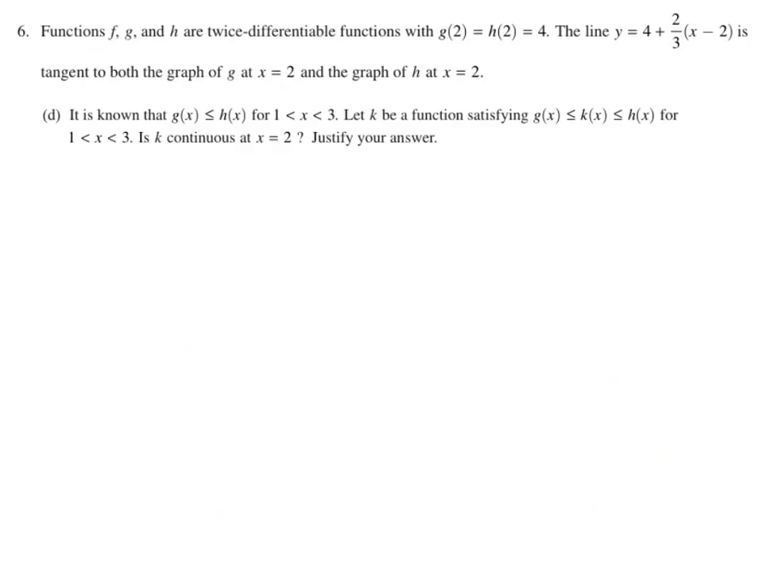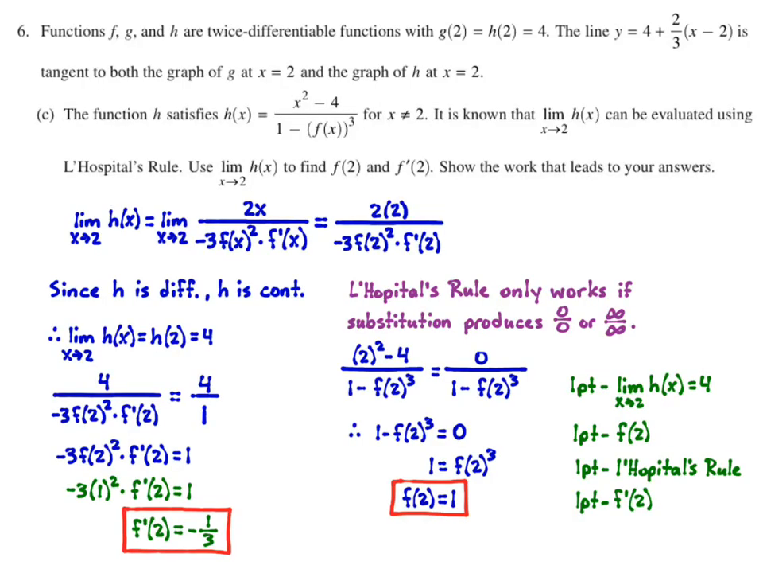Now one thing I want to note here is that your notation must be accurate. It must have the idea that you're taking the limit along the way. You can't just say the limit as x approaches 2 of h of x is equal to this expression. You've got to have the limit out front, so be careful with your notation on that.